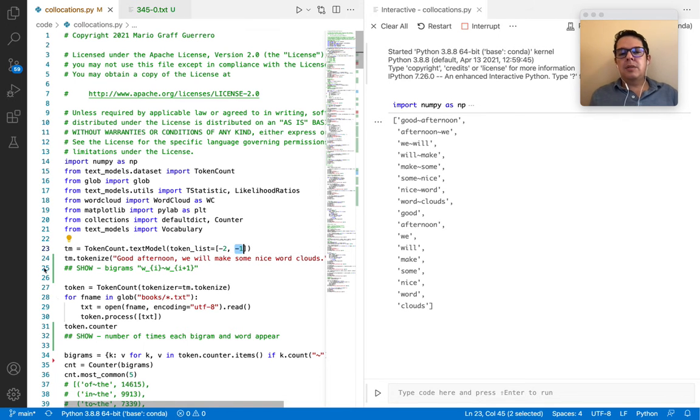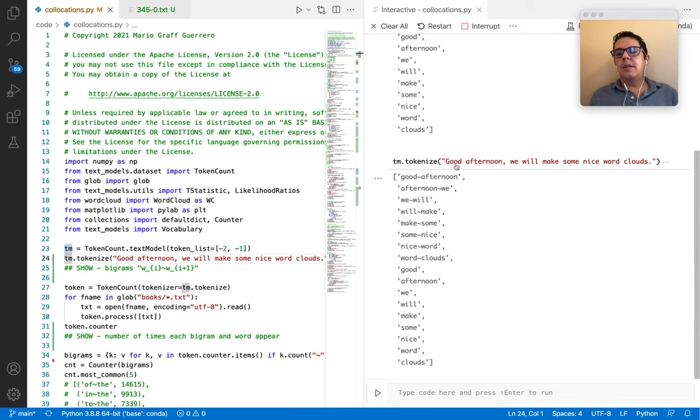And just as an example, "good afternoon". We will make some nice word clouds, and we can see here that it's the word good and afternoon, and this is the bigram. This is a bigram, and the two words are concatenated with this symbol.